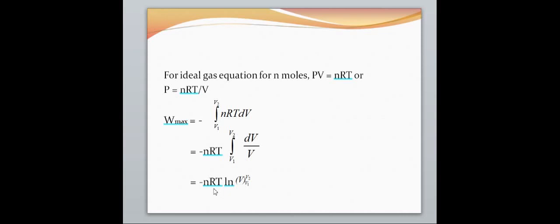So we were at this last equation. W max is equal to minus nRT log to the base e. The other way of writing log to the base e is ln. Remember, we always take log to the base 10. We'll come to that in some time from now. But when we remove this integration value by applying the formula, we get dV upon V as log to the base e, or natural log of V, and the limits are V1 to V2. Okay.